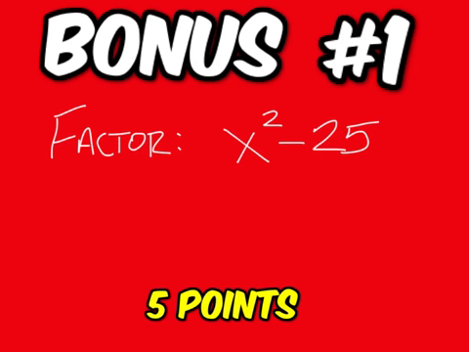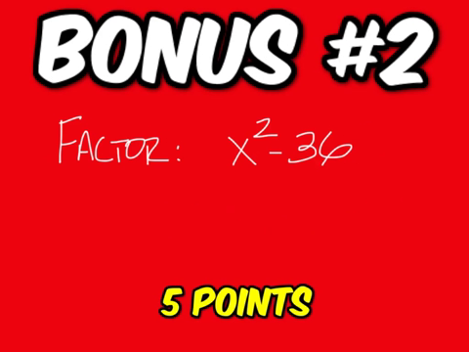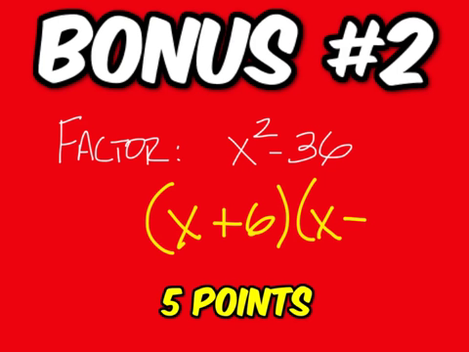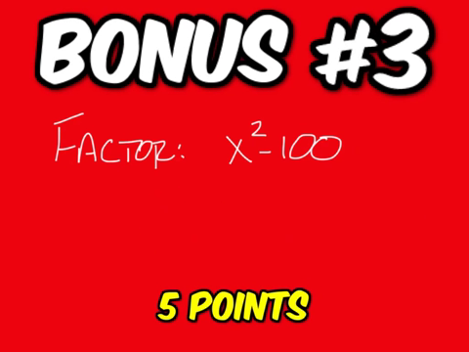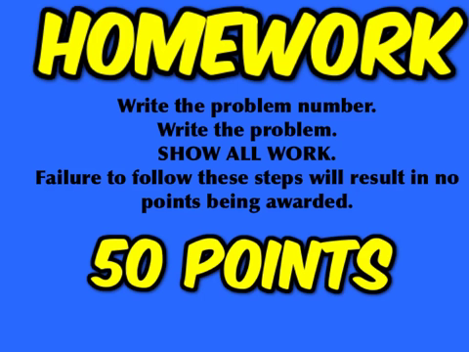On the bonus, this is a difference of 2 squares. x plus 5, x minus 5 is how you factor that out. x plus 6, x minus 6. That'll be x plus 10, x minus 10.